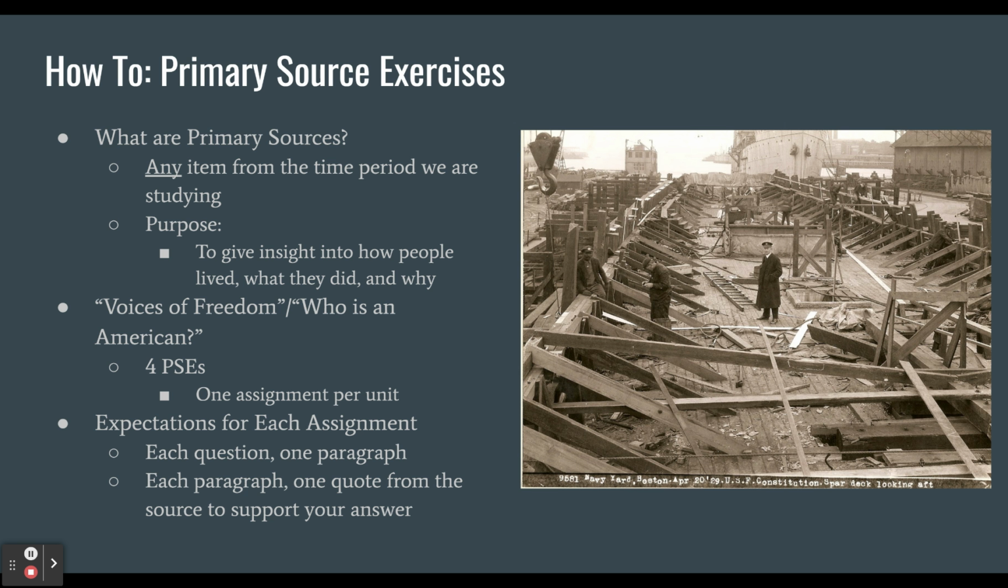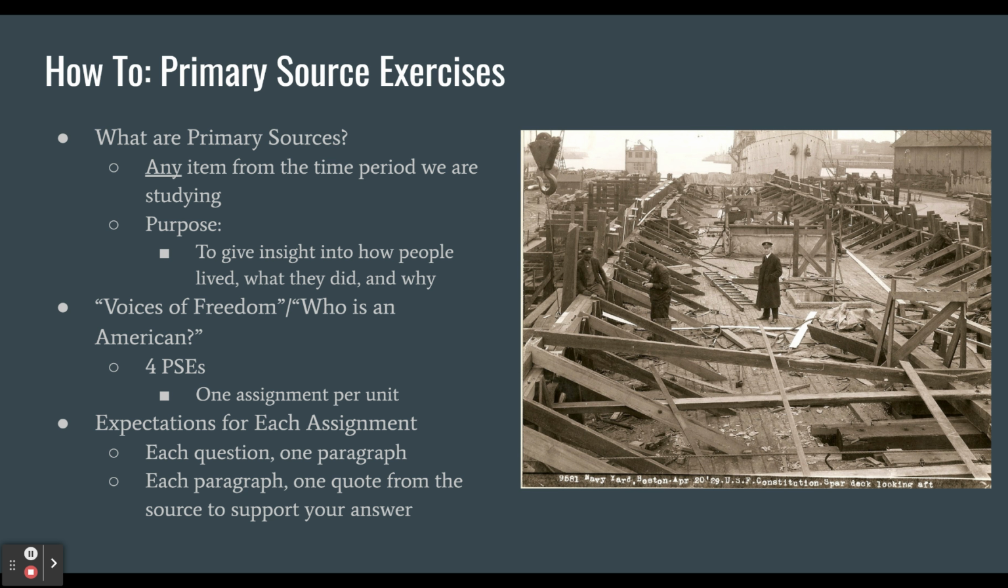The reason why I'm doing that is because using a quote to support your answer is demonstrating that you can link the source to your argument. You are demonstrating critical thinking. You are demonstrating a critical argument, right? That's how you prove that you've got the skills of critical thinking and critical writing.